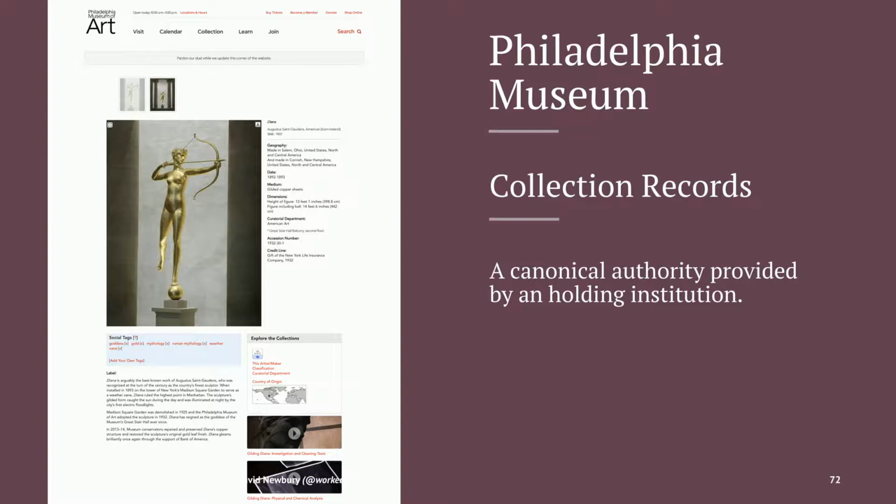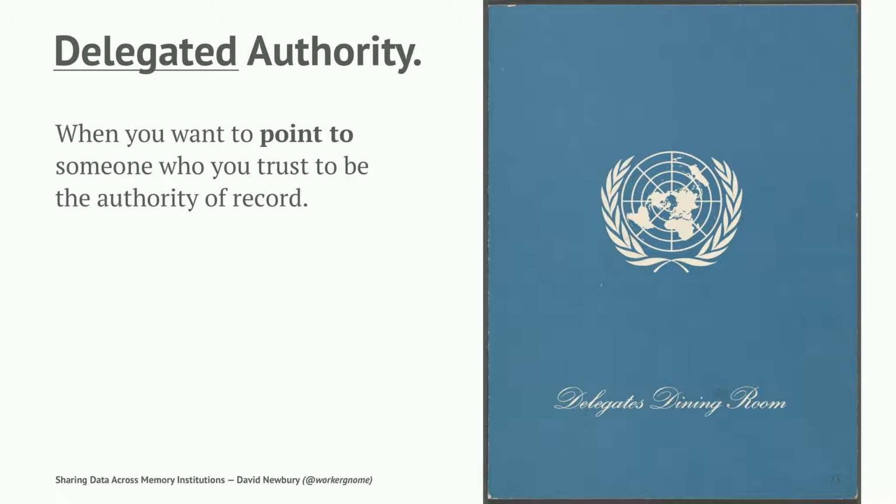We are making a claim. We're not saying no one else can make a claim, but we are saying we are in a position to make a valid claim about a thing. And that's the work that we do here when we describe our objects. But there are other forms of authority. We could also say, we are not the people to make an authoritative claim about this.